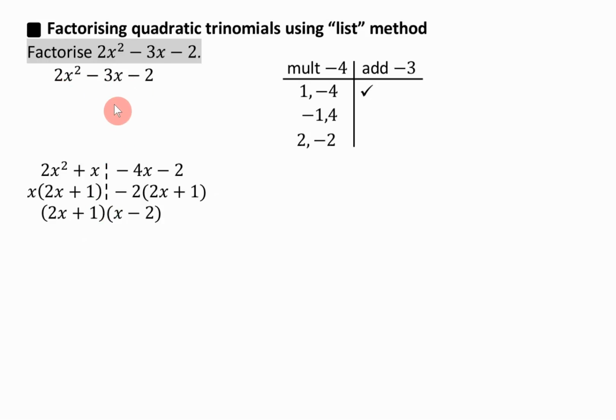I'm going to quickly give you a summary of what I just did. First thing is you get the multiply target, which you get from multiplying the first and last numbers. Then you get the add target, which is simply the middle number. Then you list a bunch of numbers that make the multiply target, and you find out which one also makes the add target. Then that pair of numbers that agrees with both targets is used to split this up like that. You factorize each half, making sure the brackets are the same on both sides, and then to finish off, the repeated bracket becomes one of the brackets here, and the stuff on the outside becomes the other bracket, and you have factorized the expression.